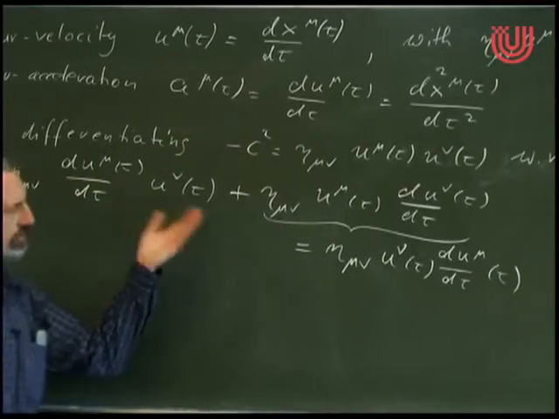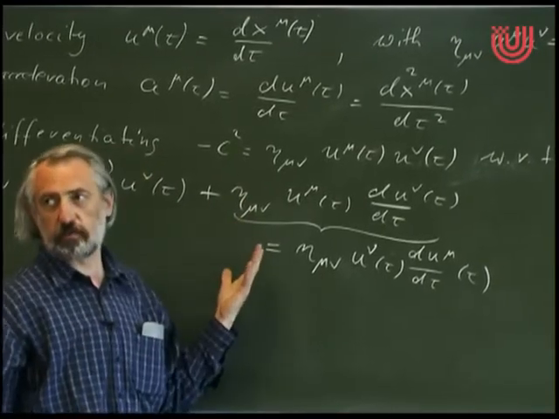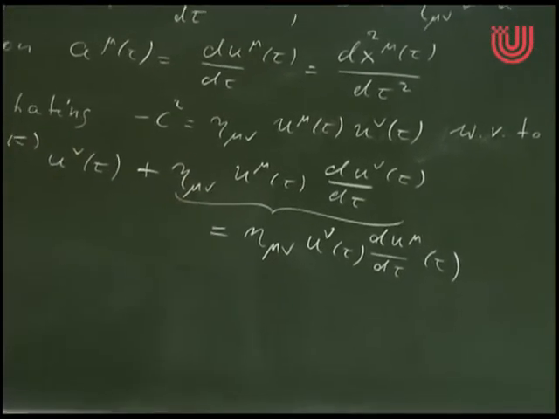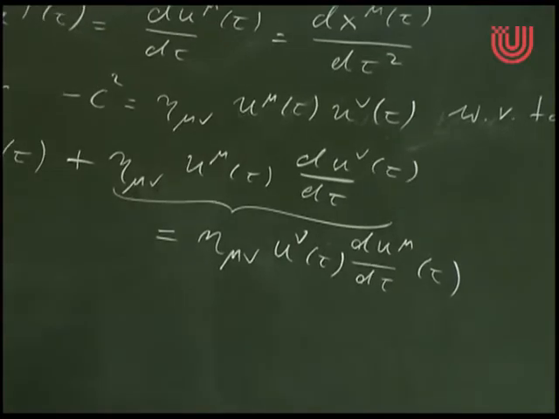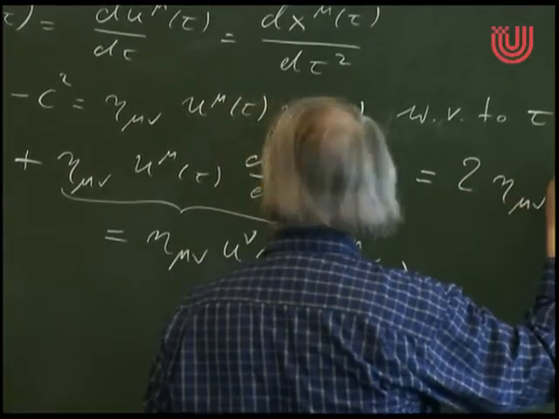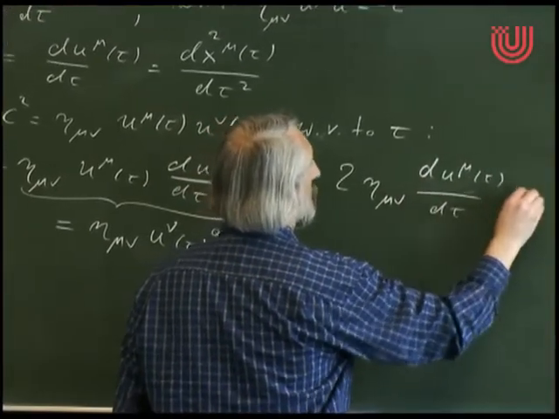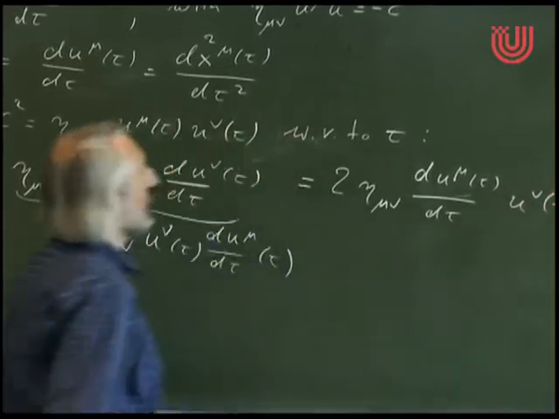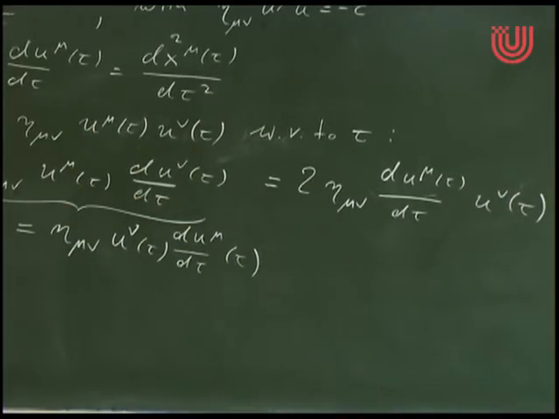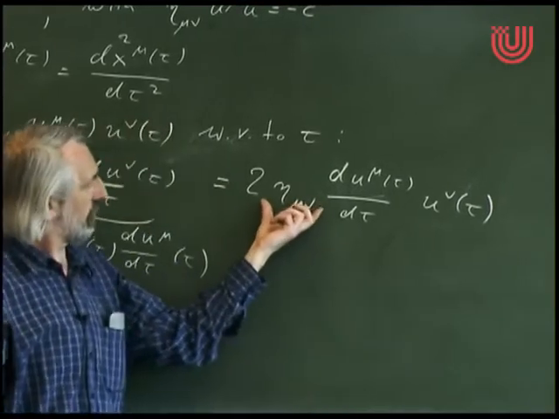If you write it out as a sum, if you remember that there's always a sum understood, you see that this is exactly the same thing, right? You have just given other names to the summation indices. So we can combine the two things. It's just two times the same, du mu of tau, u nu of tau.